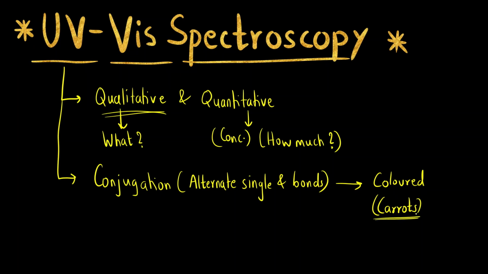So the major role of this is we can find out qualitative and quantitative analysis. We can do qualitative and quantitative analysis of a sample. We can also find out whether a compound has conjugation or not. So these are the two most important uses. And for this qualitative and quantitative analysis, which law is involved? We make use of Beer-Lambert's law.